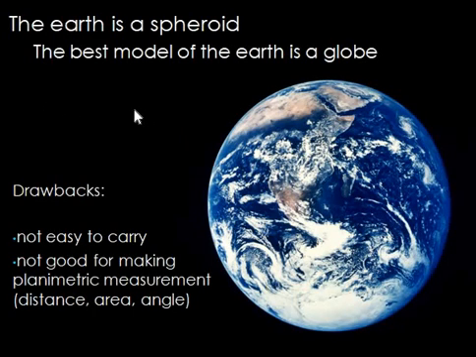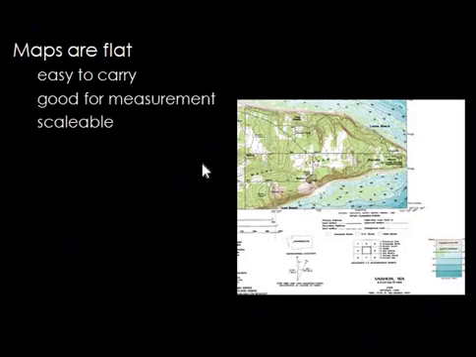To explain that, the Earth is a spheroid. The best model of the Earth is a globe, but the drawback is that the globe cannot be used directly for planimetric measurements because it is not easy to carry, and measuring distance, area and angle will be difficult with a globe model. Hence, we suggest maps, where the model can be mapped easily. Maps are flat, easy to carry, and good for scalable measurement.